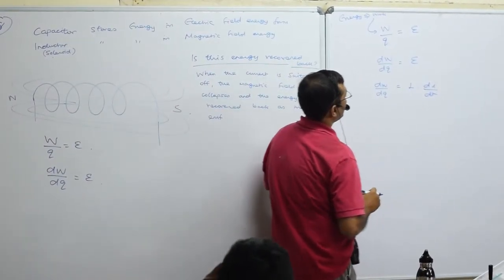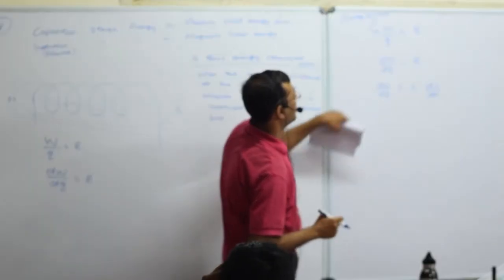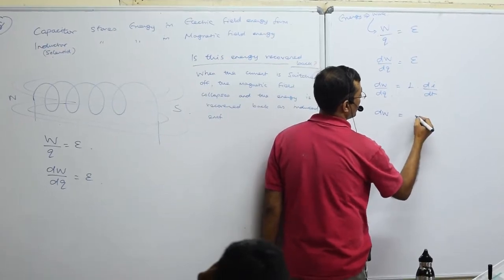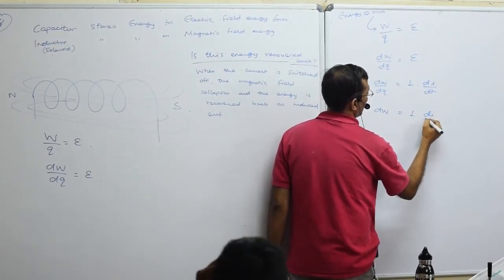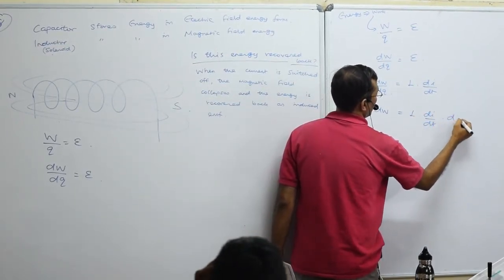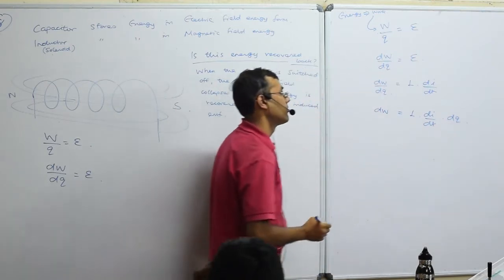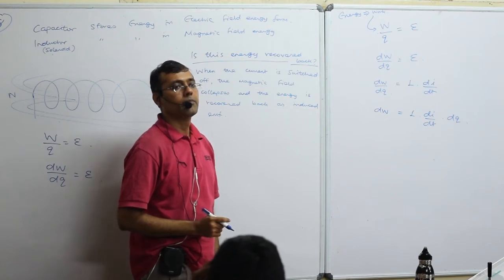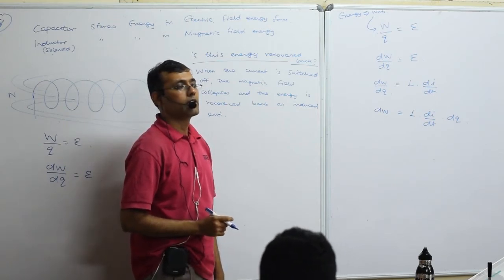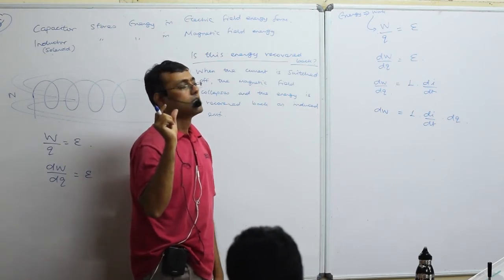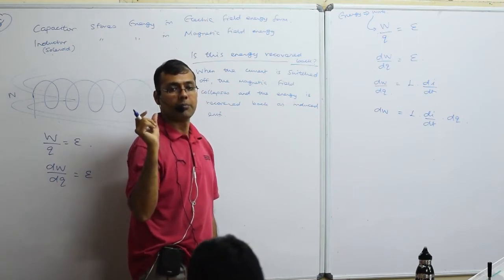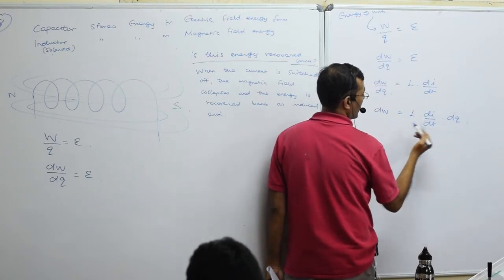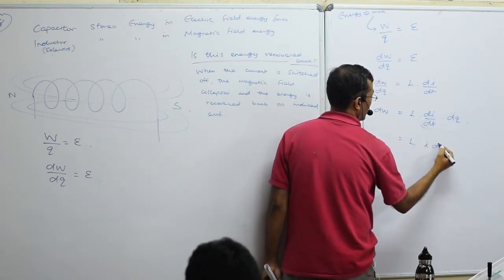Now I want energy, which means dW. Please listen carefully. dQ comes on this side, so di by dt times dQ. What is dQ by dt? Current, right? Change in charge divided by change in time. So dQ by dt can be written as I. That means Li di.